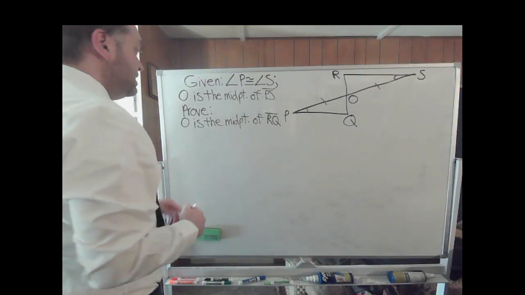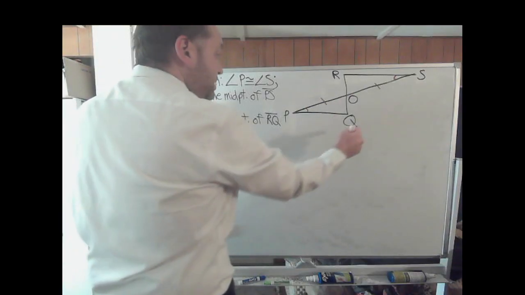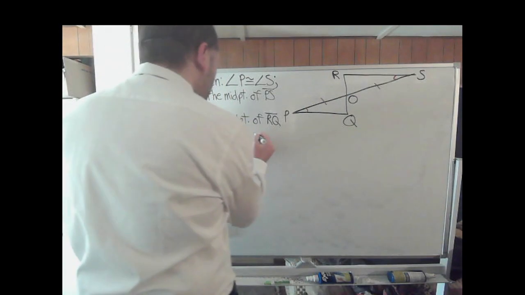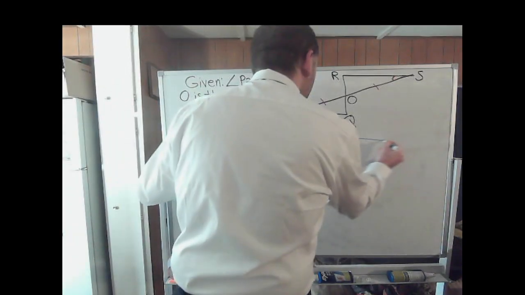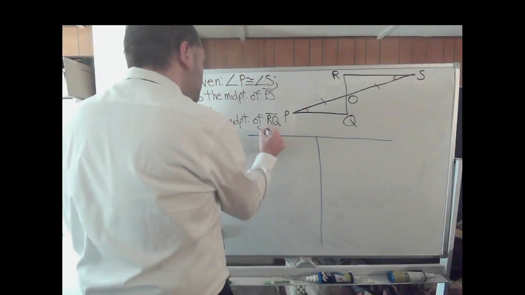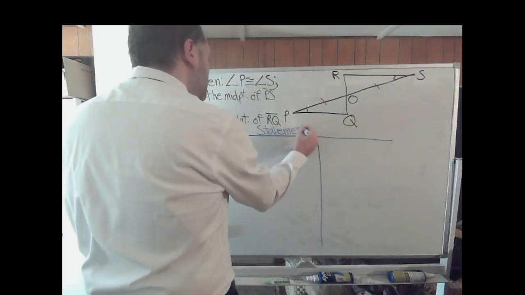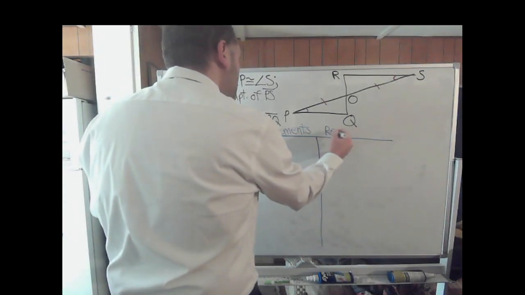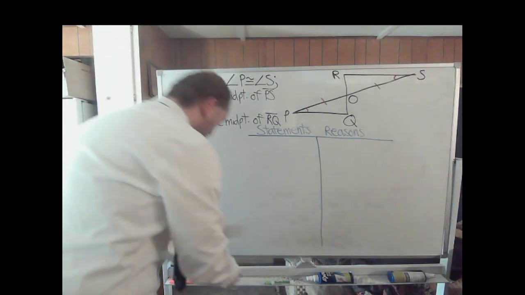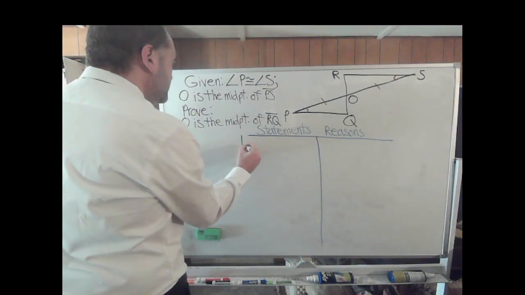So we need to go from there. We need to take these two given statements and then prove that O is the midpoint of RQ. So let's go ahead and set up our columns here. Alright, so I've built the columns now. So I would say our first step in this one is, well, list the given statements.